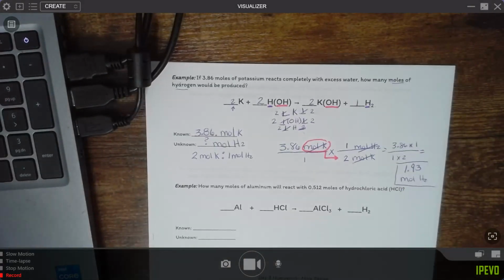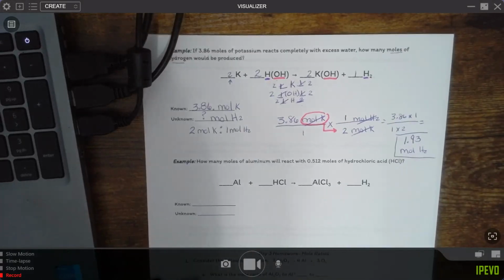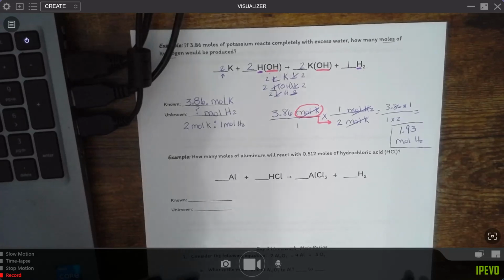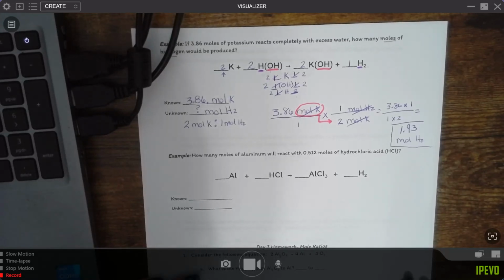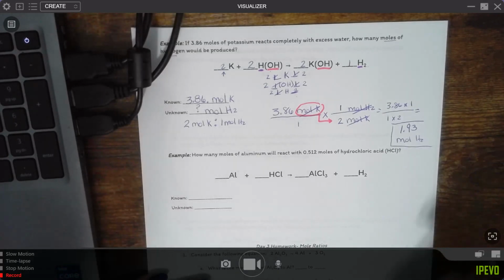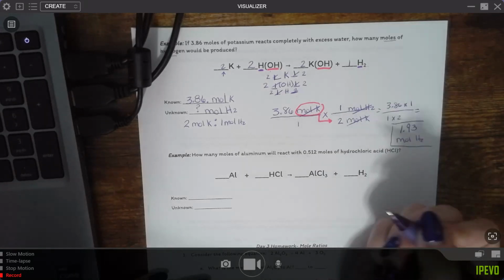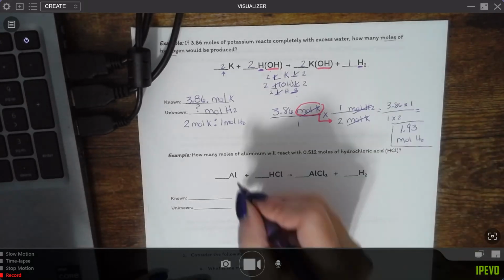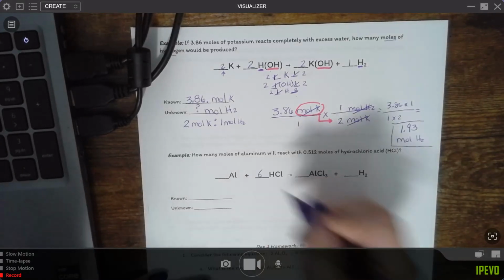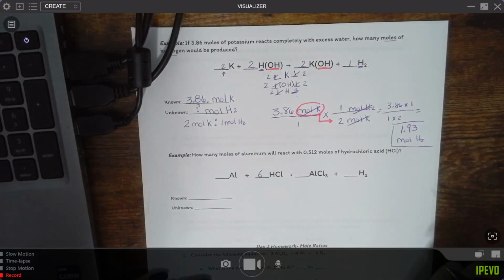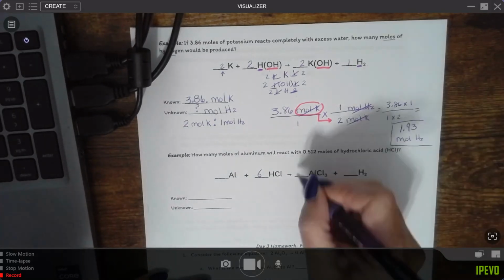Let's try a second one. All right, how many moles of aluminum will react with 0.512 moles of hydrochloric acid? Again, we need to balance. All right. So let's see. I'm not going to go through how to balance this because we did that in the last unit, so to save time on the video.